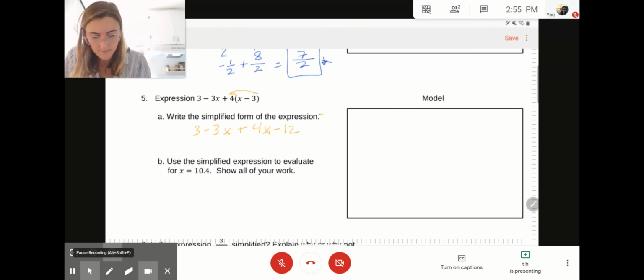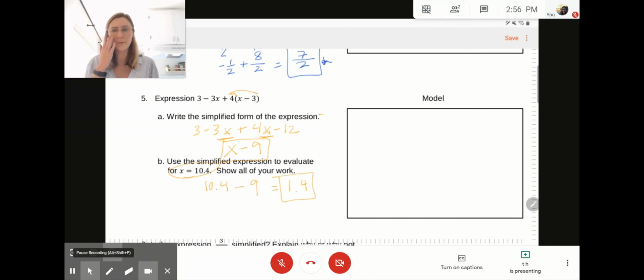Now I'm going to combine like terms. I have a 4x and a negative 3x. That's going to get me an x. And I have a 3 and a negative 12. This is going to get me a negative 9. Now when I evaluate, I'm just going to plug in x equals 10.4. So instead of x, I'm going to write 10.4 minus 9. And that's just going to get me 1.4.